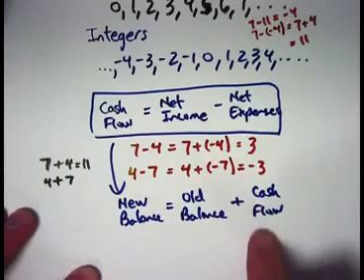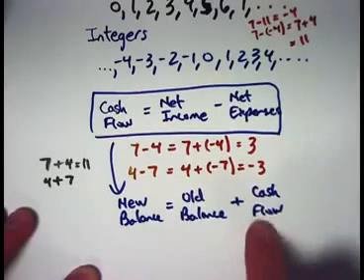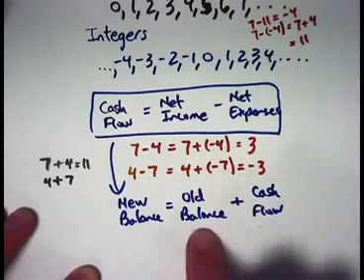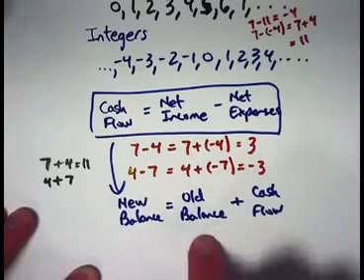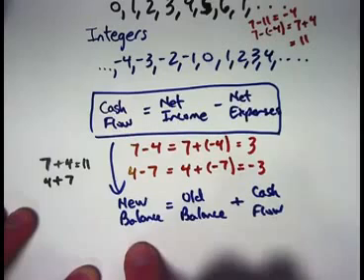The key thing I want to emphasize here, besides this useful equation, is that this equation works whether the cash flow is positive or negative. If the cash flow is positive, you're taking in more money than you pay out, then your old balance, say it was $1,000, plus the positive cash flow is going to be bigger than $1,000. The old balance was $1,000 and your cash flow is positive $200. Your new balance will be $1,200 at the end of the month.